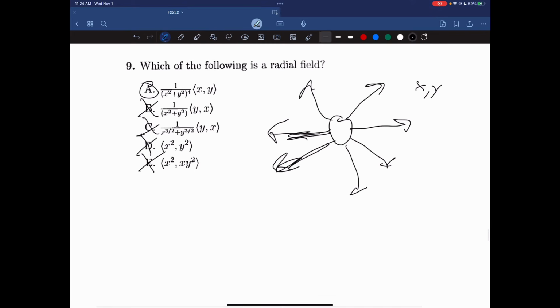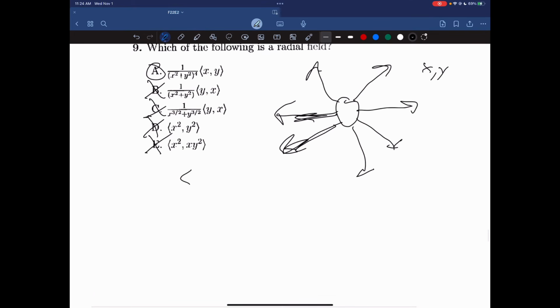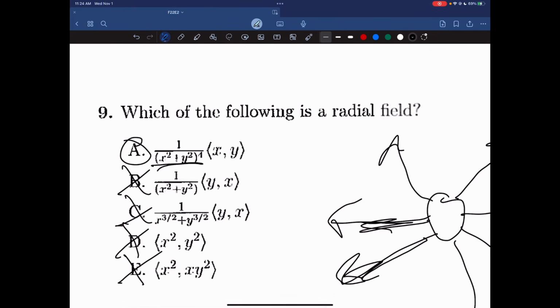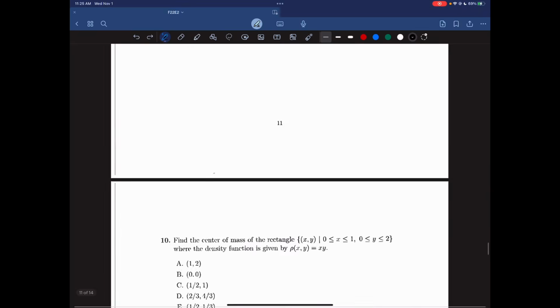By default, the radial field should have some sort of x, y, and this thing right here in front doesn't really matter because it's just a constant, and we're really only concerned about the direction of the field lines or the vectors. That just makes it a little bit smaller and doesn't do anything with the actual direction. So A is our answer.